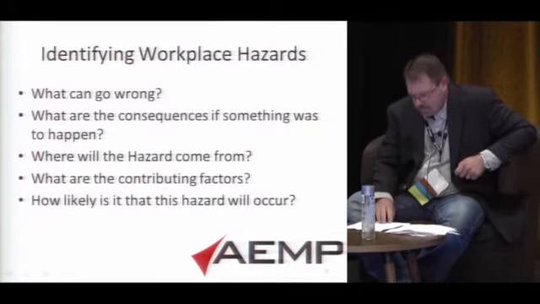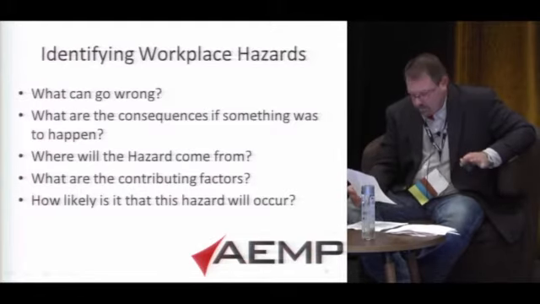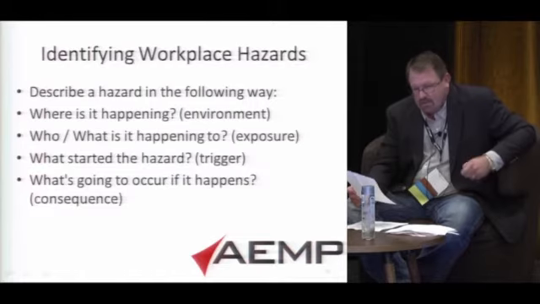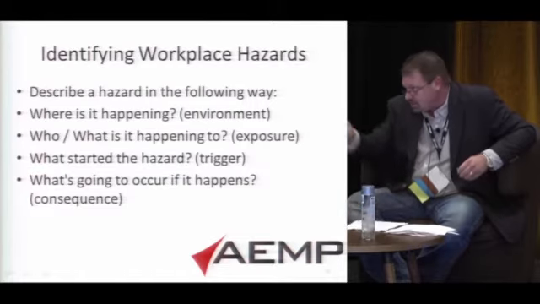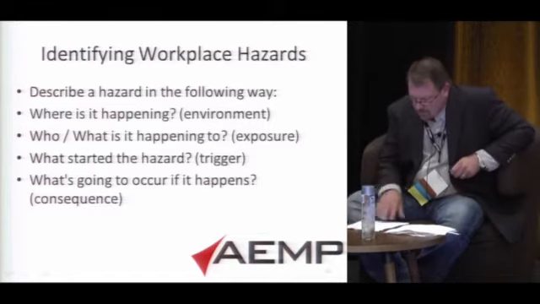Identifying workplace hazards. What can go wrong? What are the consequences if something was to happen? Where will the hazard come from? What are the contributing factors? And how likely is it that this hazard will occur? Describe a hazard in the following way. Where is it happening? That could be an environment. Just over here, the entire job site, the entire company. Define what you're going to look at.